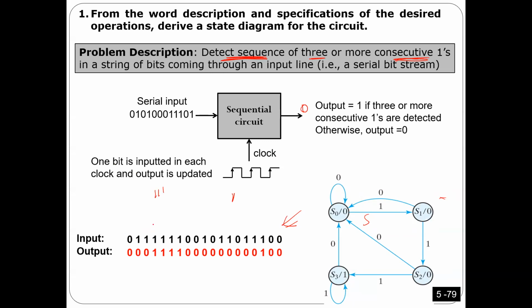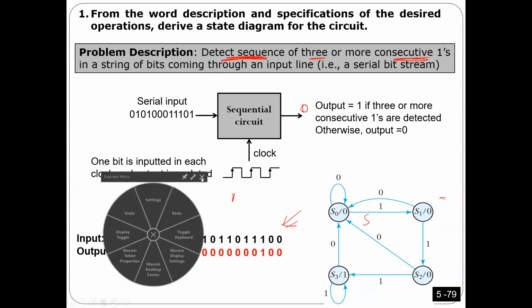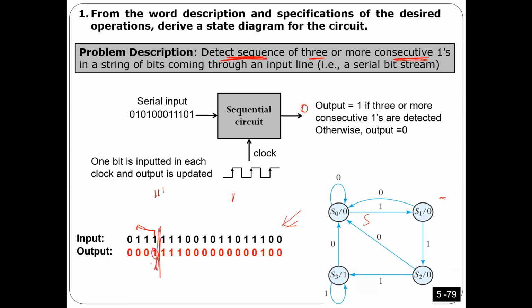But now, if you look at what's gonna happen here, now I have 3 ones. I was able to detect 3 ones. So that's why I'm gonna output 1. What about here? I detected more than 3 ones. That's why I'm gonna output 1. Here, I detected more than 3 consecutive ones, so I output 1. Here, because the last 3 or more are ones, I output 1.